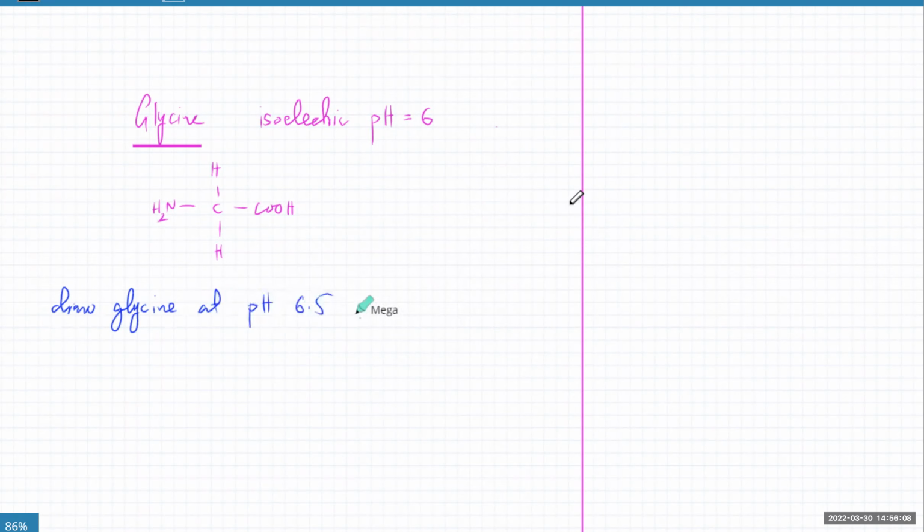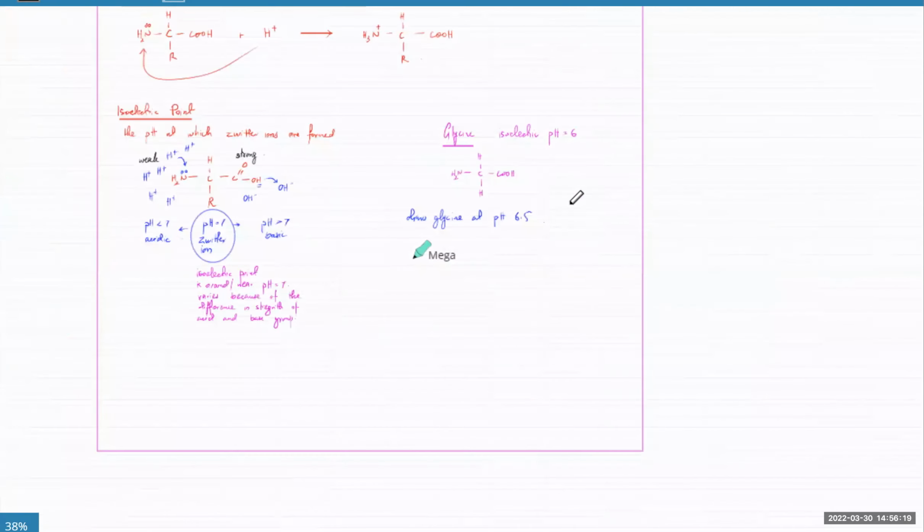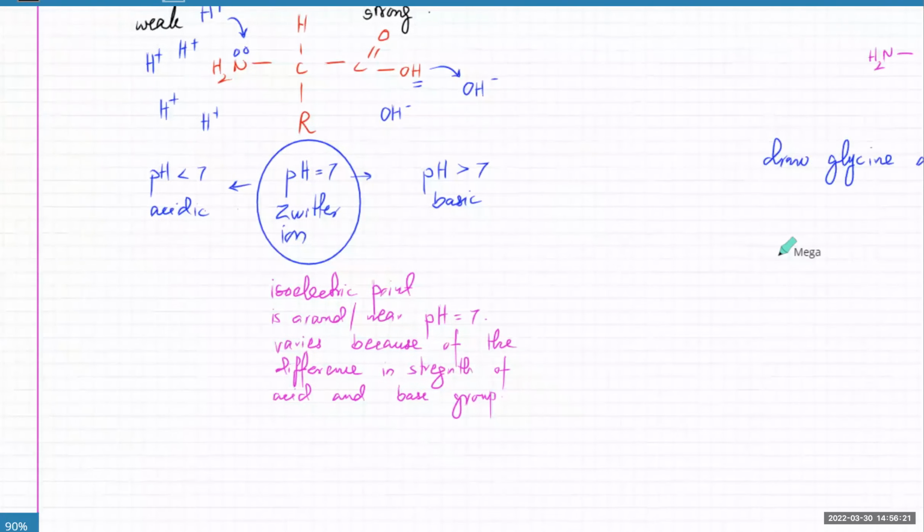Okay, so you're being asked to draw glycine at pH 6.5. That means that for glycine this would be basic. But first let me explain the point. Okay, remember the isoelectric point is something that's approximately close to 7.